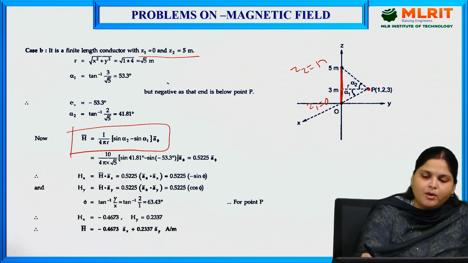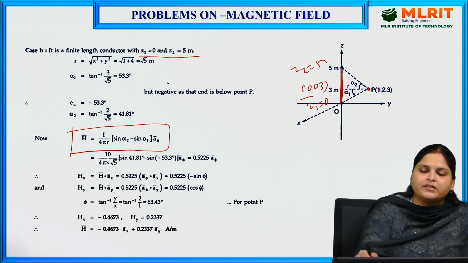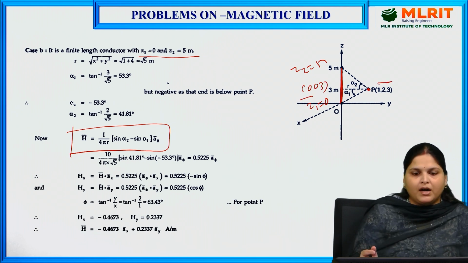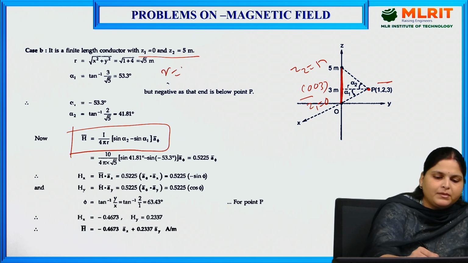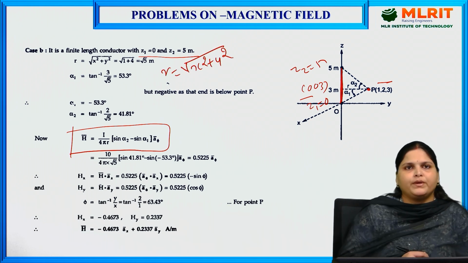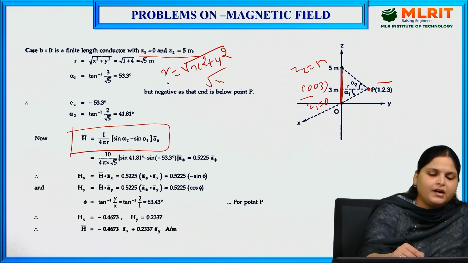We will drop a perpendicular onto this filament and this coordinate will become 0, 0, 3. And by considering these two coordinates we can find r. So r is nothing but the square root of x square plus y square. So this will be root 5.